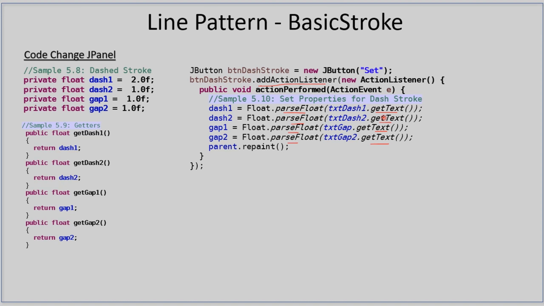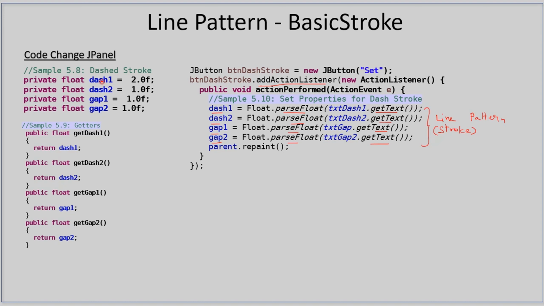So here if you see, we take the user entered value and we give that to the parseFloat method of the Float class. parseFloat is a static method, and we provide the input fed in by the user to this parseFloat. So we get 2 dashes and 2 gaps entered by the user. This defines the line pattern, or we can even call it a stroke pattern.